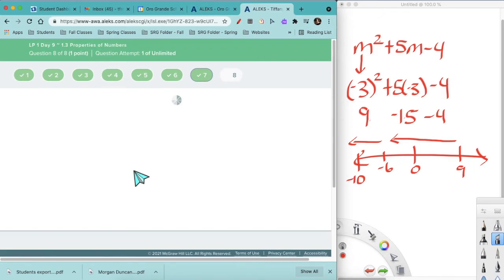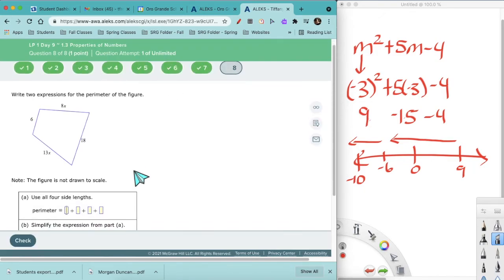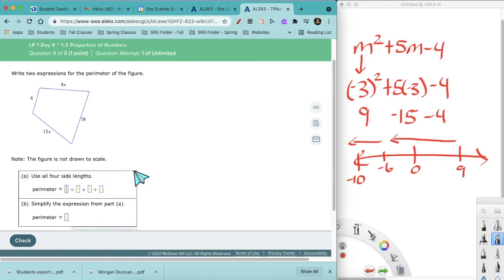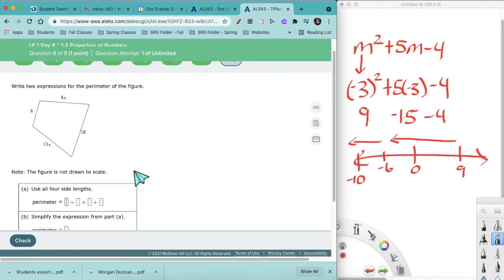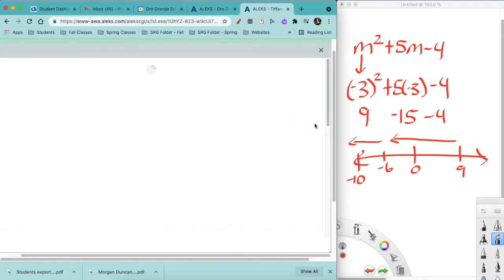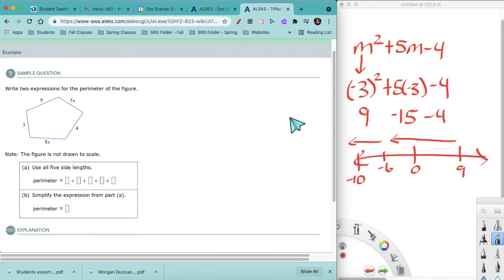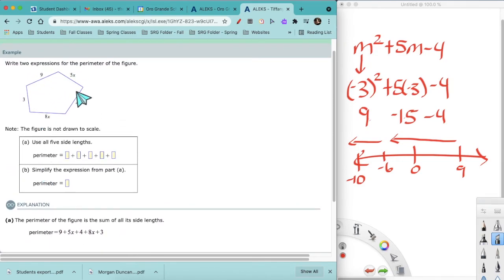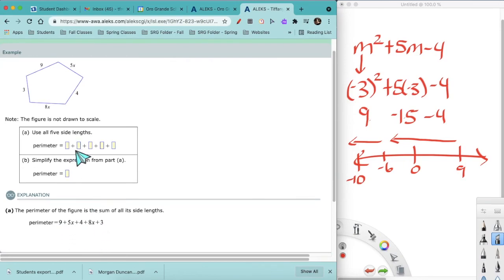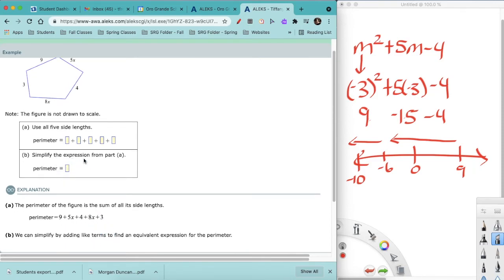Okay, write two expressions for the perimeter of the figure. So when we're looking at this, first we need to know what perimeter means. If we don't know what that means, let's see. Do they give us the definition on this one? So they do. They say the perimeter of the figure is the sum of all of its sides. And then they show you they're adding up all of the sides here. So that's what they show you here. And that's actually exactly what they want us to type in here, are just these pieces. And then they want us to simplify the expression from part A, which just means add like terms.